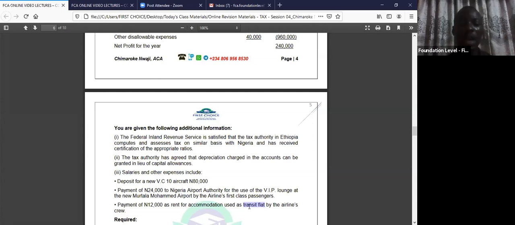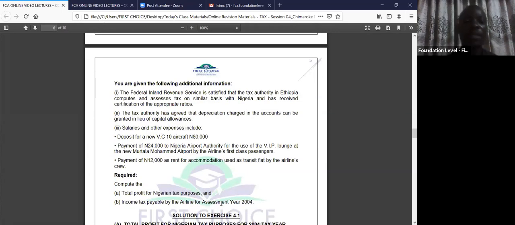So these are not allowed. Now, required: compute the total profit for Nigerian tax purpose. They have not asked you to find tax, they say total profit. So let's be sure we are answering the question.